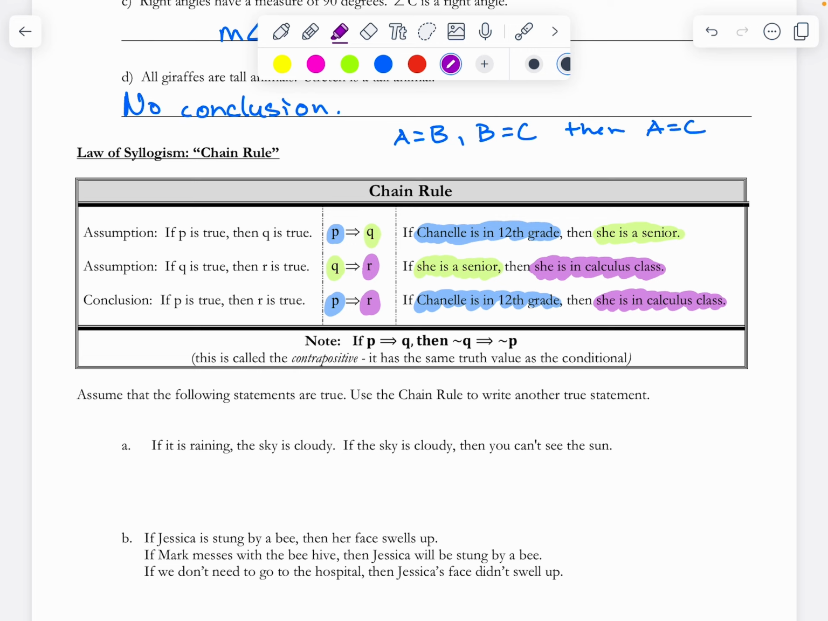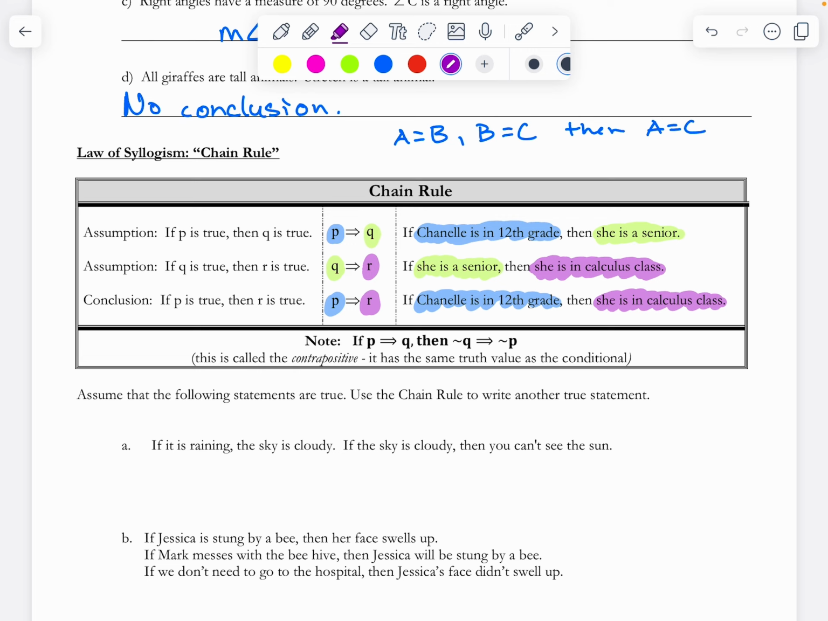It's essentially skipping that middle step, because if Chanel is in 12th grade, then she is a senior. If she is a senior, then she's in calculus. So therefore, if Chanel's in 12th grade, we know she has to be in calculus, right? And then the contrapositive of that would also be true.